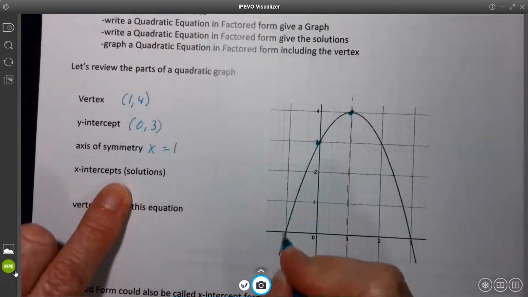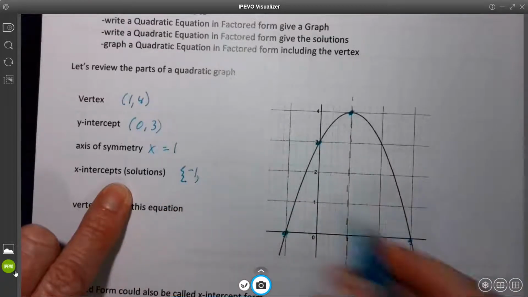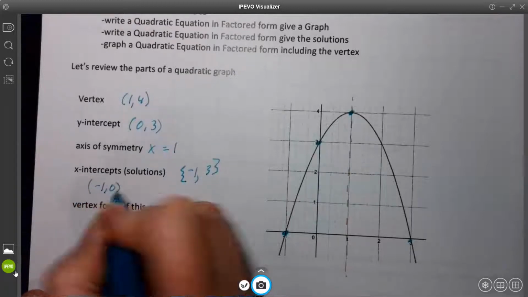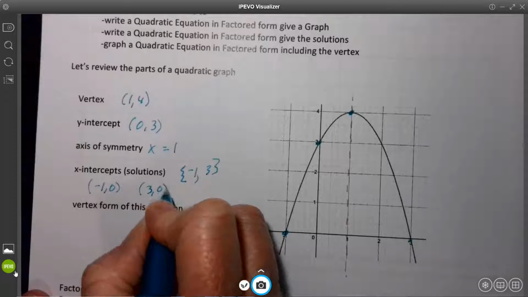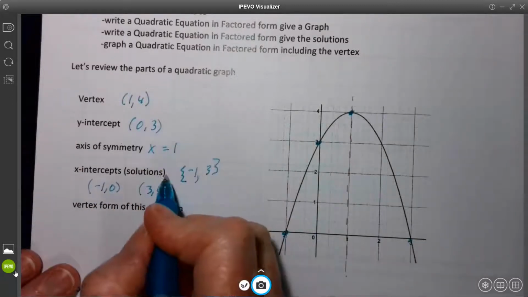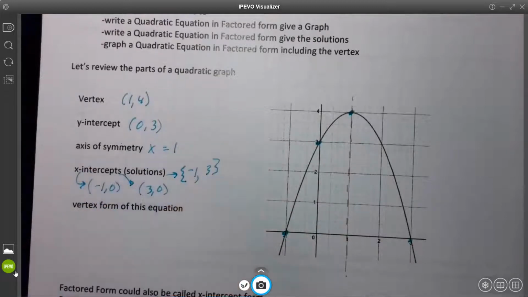My x-intercepts, that would be -1 and 3. And if I would write those as an ordered pair, that would be the points (-1, 0) and (3, 0). So here they are written as ordered pairs. Here it is as set notation, because remember, these are the solutions. These are the x-intercepts. Okay? So remember, your x-intercepts are your solution.